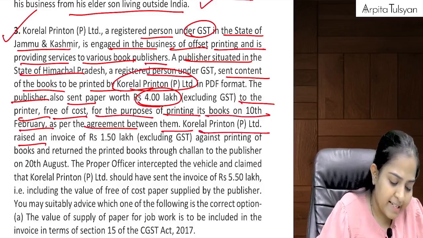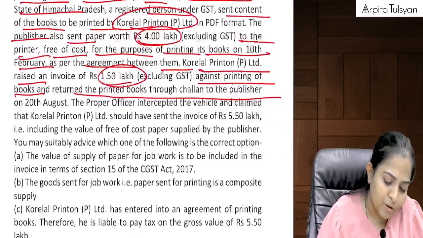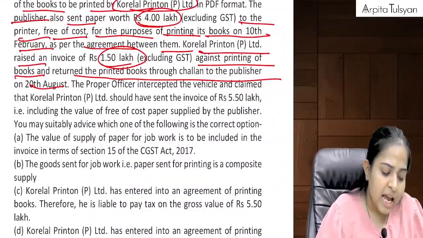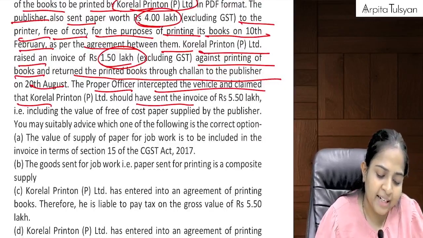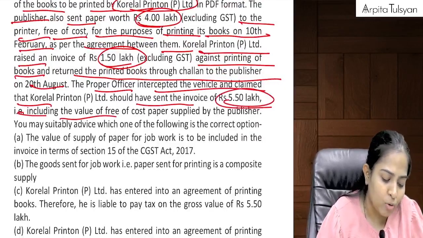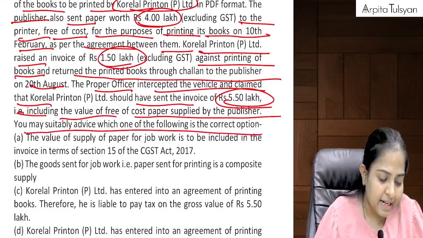Korelal Printon raised an invoice of 1.5 lakhs against printing of books and returned the printed books through the challan on 20 August. The proper officer intercepted the vehicle and claimed that Korelal should have sent the invoice of 5.5 lakh, that is including the value of paper. You may suitably advise which one is the correct option.